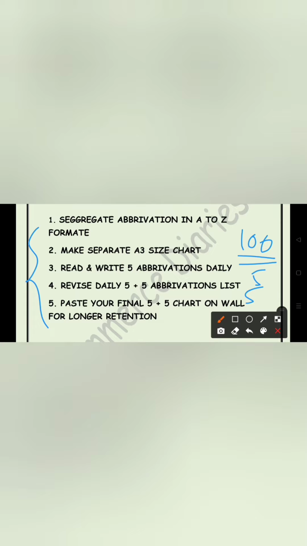And I'm telling you that abbreviations are the thing where you will get literally free marks. These are the hero or zero questions. If you know the abbreviations, you will get free marks in your examination. So try to fetch these marks with this simple trick.